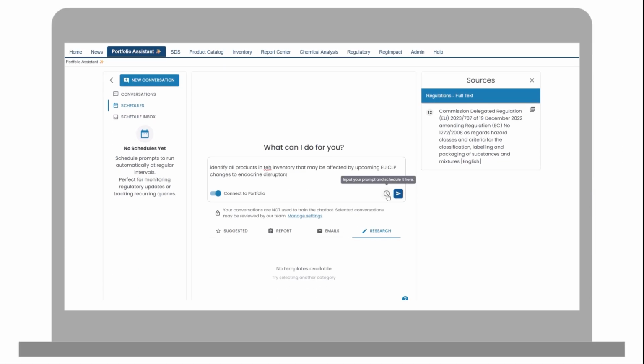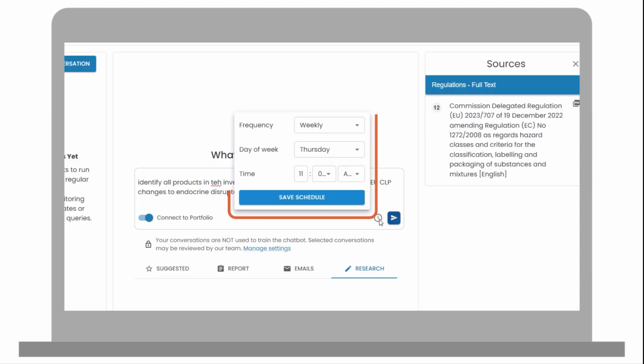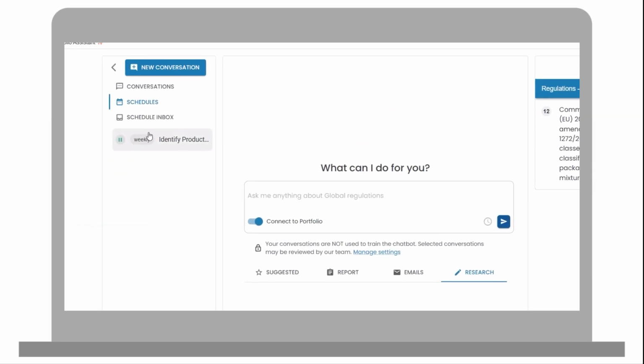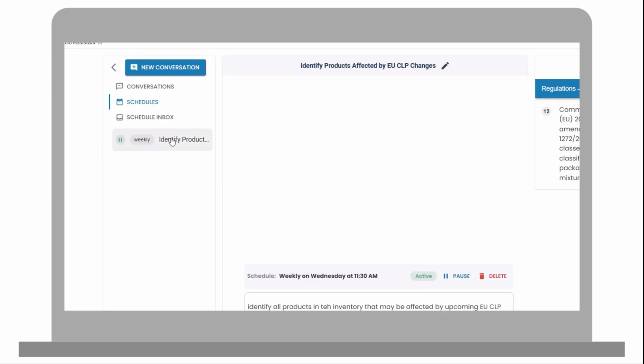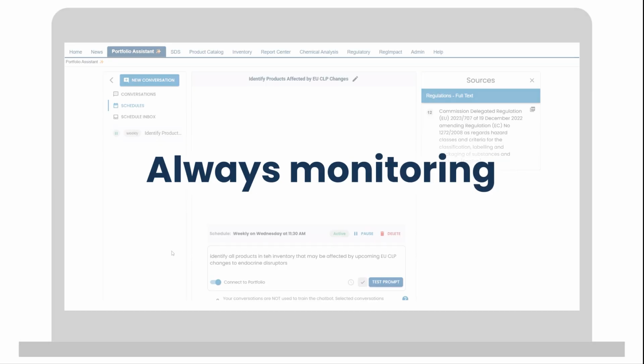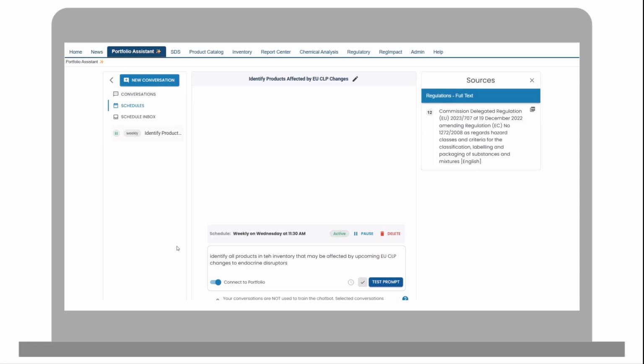Compliance queries can also be scheduled to run automatically at set intervals. Daily, weekly, or yearly cadences are supported, each with a schedule inbox that maintains a full history of completed analyses. The result is automated regulatory monitoring that runs continuously, even while the team is focused elsewhere.